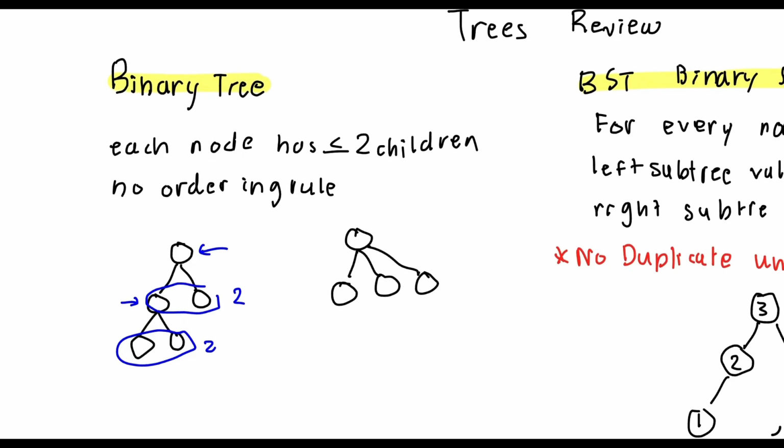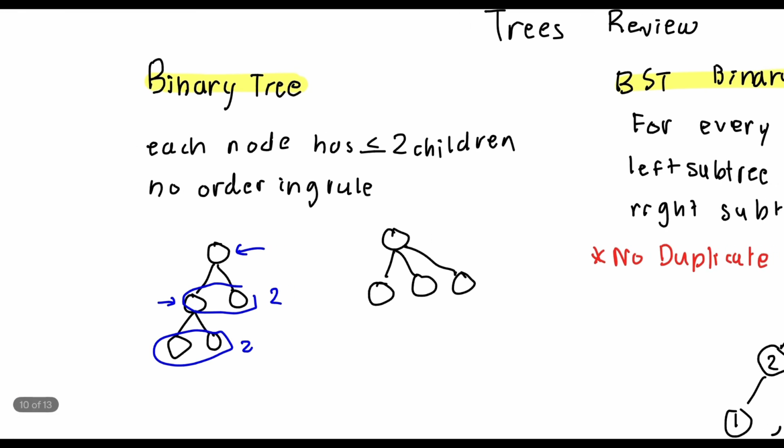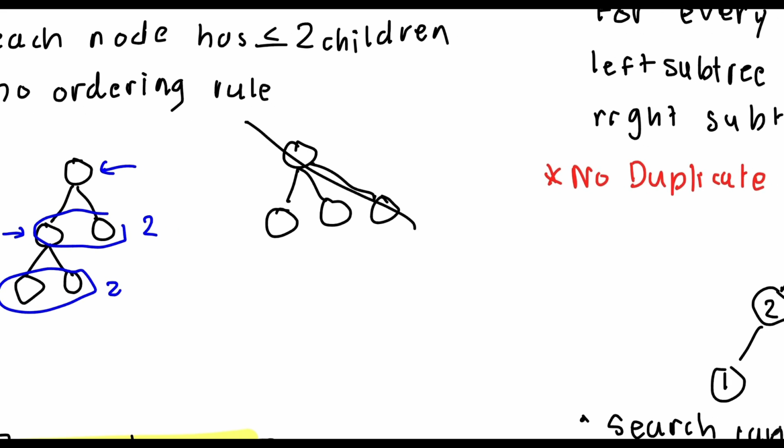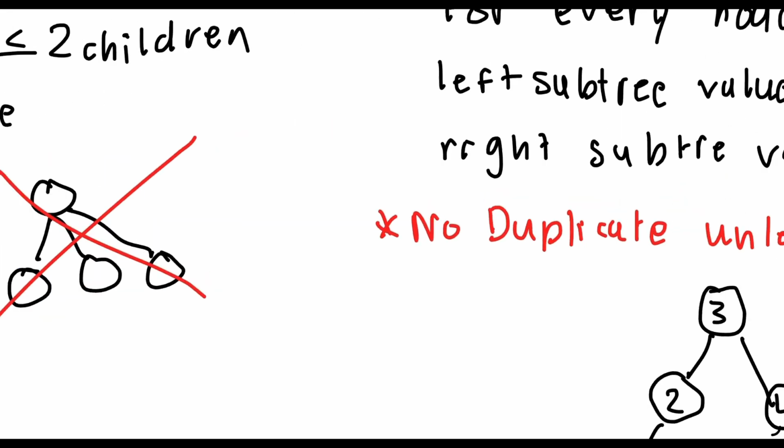In this video, we're going to be doing some trees review. For a binary tree, each node has at most 2 children and no ordering rule is present. Here we can see that each of these nodes has 2 children maximum. This one has 2 children, this one has 2 children. This one is not a binary tree because this node has 3 children.